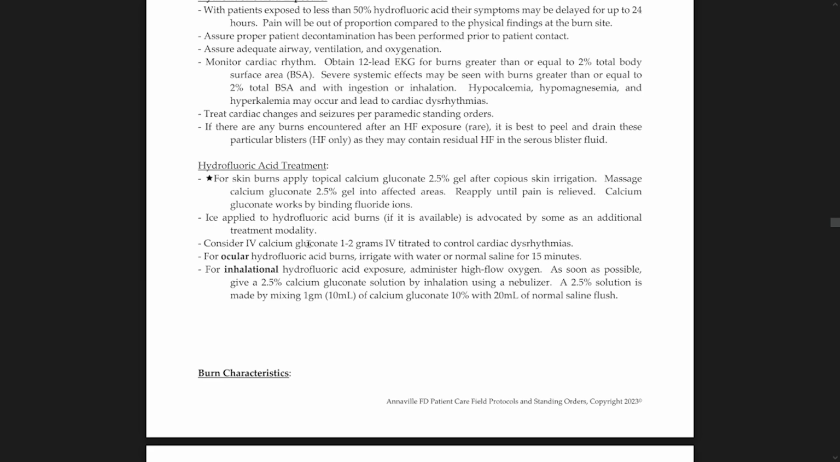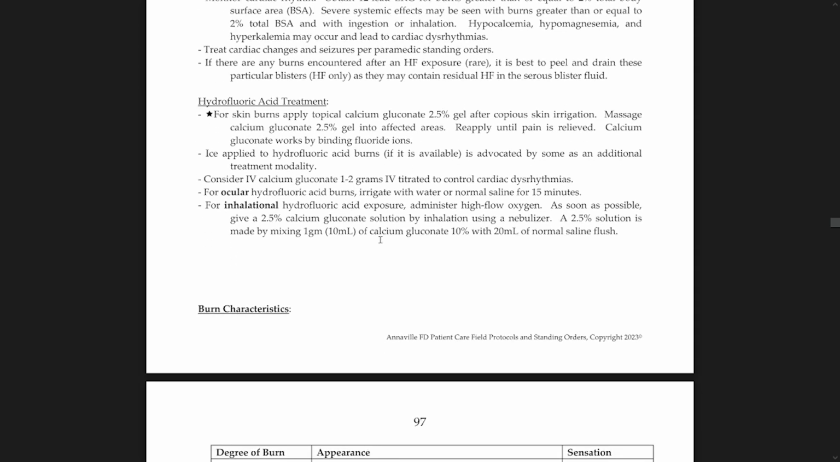Ice can be applied to hydrofluoric acid burns if it is available and is advocated by some as an additional treatment modality. Consider IV calcium gluconate at 1 to 2 grams IV titrated to control cardiac dysrhythmias. For ocular hydrofluoric acid burns, irrigate with water or normal saline for 15 minutes. For inhalational exposure, administer high flow oxygen and, as soon as possible, administer 2.5% calcium gluconate solution by inhalation using a nebulizer. The solution is made by mixing 1 gram, or 10 ml, of calcium gluconate at 10% with 20 milliliters of normal saline.